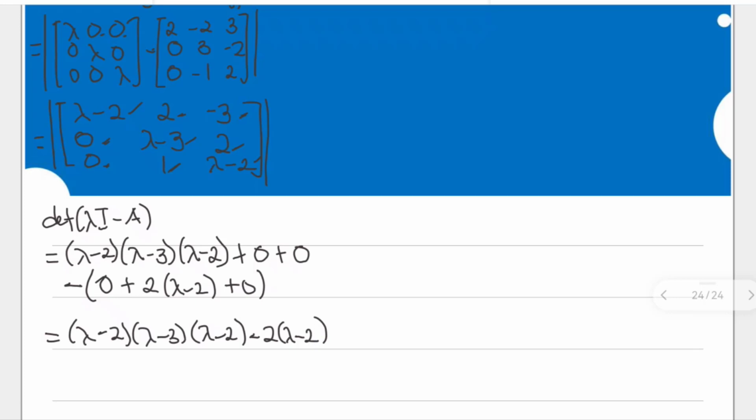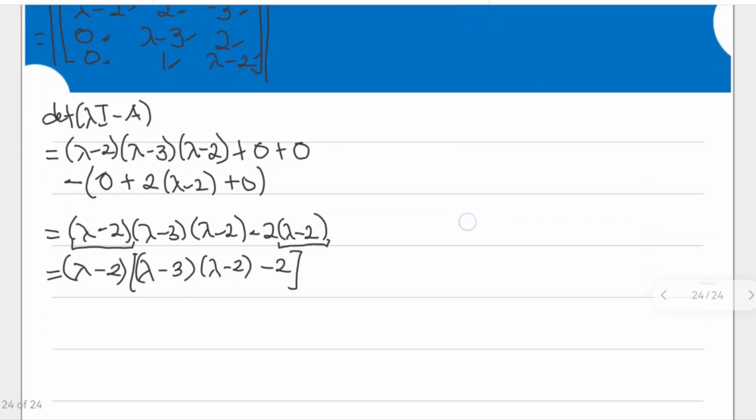What we need to do here is to, of course, simplify this. What we can do is take out this one here, factor this. So you will have here lambda minus 2 times, you will have lambda minus 3, then you have lambda minus 2 minus 2.